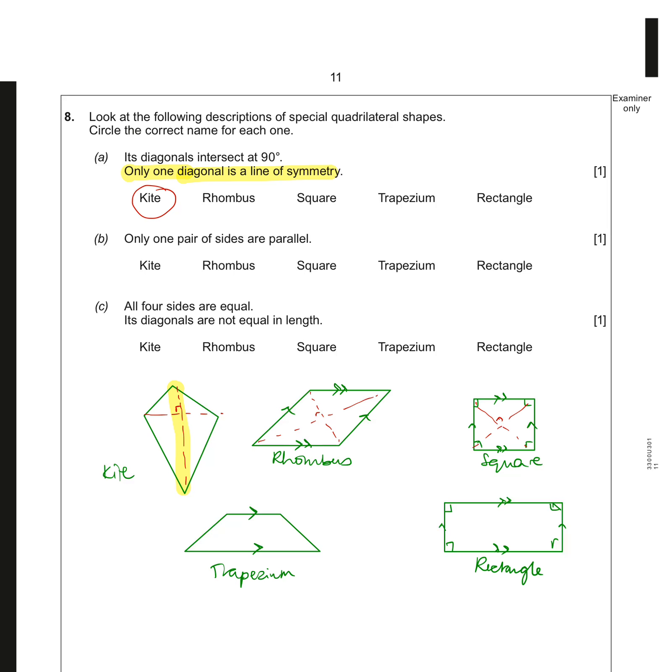Question B says only one pair of sides are parallel. So as you can see in my diagram underneath, the trapezium only has one pair of sides that are parallel. Kite doesn't have any, and then the other three both have two. And then for part C, all four sides are equal. Its diagonals are not equal in length. We're going to be talking about the rhombus. All four sides of the rhombus are equal, but this diagonal will be longer than the other one. So that's why it can't be the square. Okay.